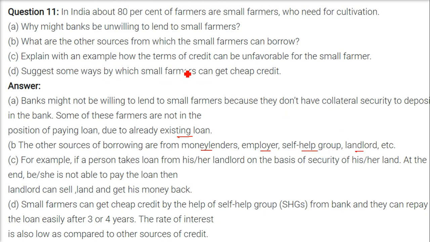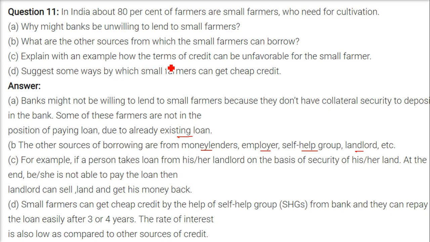Explain with an example how the terms of credit can be unfavorable for the small farmer. If a person takes a loan from his or her landlord on the basis of some security of his or her land, and at the end he or she is not able to pay the loan, then the landlord can sell the land and get his money back.